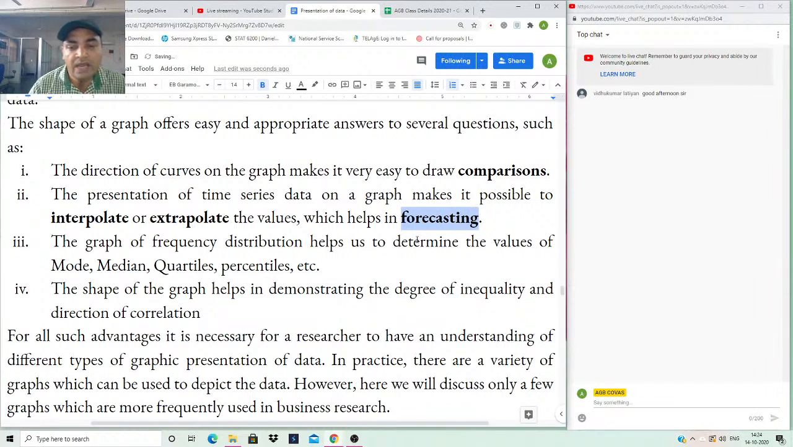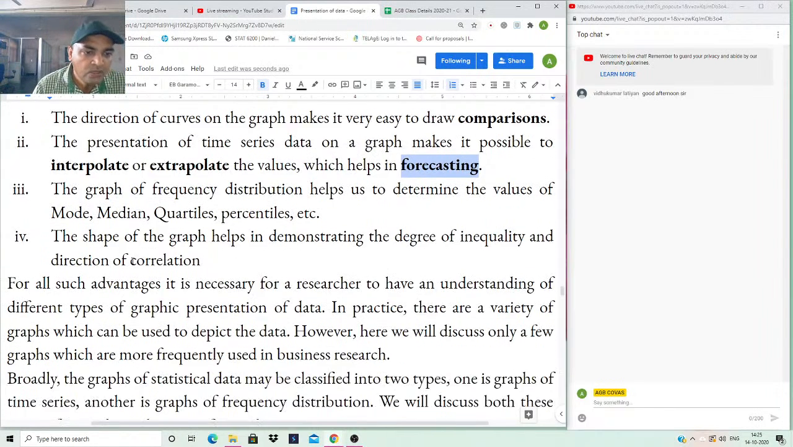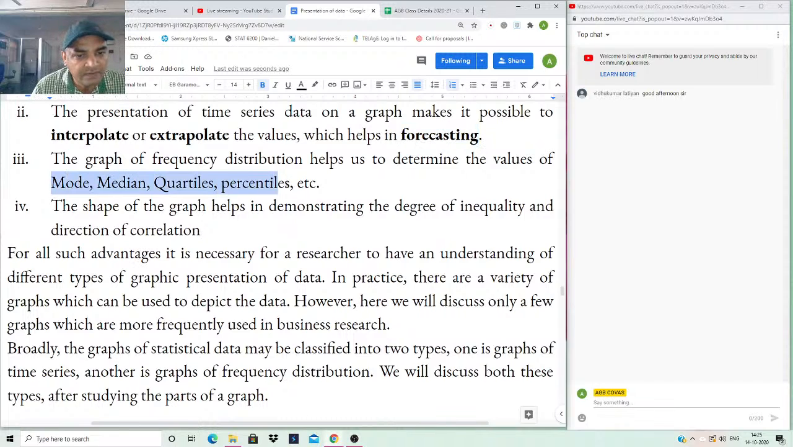That is, you have a certain set of data. If you plot a graph, you can forecast that up to this year this is the situation, the graph is going in this direction, so most probably in the next 10 years this will be the value. So it is used for interpolation, extrapolation and forecasting of values. If we make the graph of a frequency distribution, we can determine certain values of statistical parameters as well: mode, median, quartiles, percentiles, etc. These values can be determined from the graphs itself.